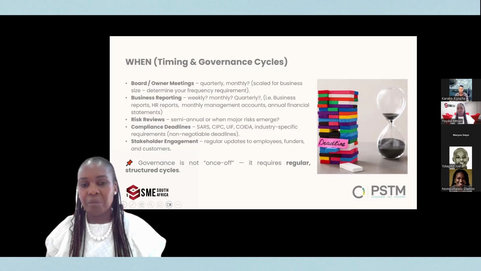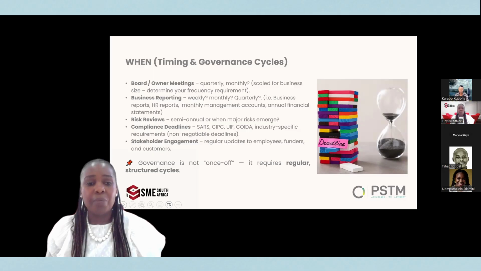Looking at, we can start off with compliance deadlines. Those are non-negotiables. You cannot miss a deadline. It's going to have repercussions for your business. So you need to ensure that you've prioritized those deadlines, you know when it's going to be done, and you've clearly documented it and you adhere to those timelines. Very, very critical, very, very important.